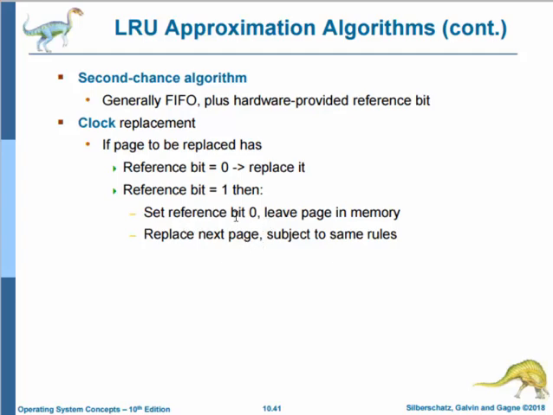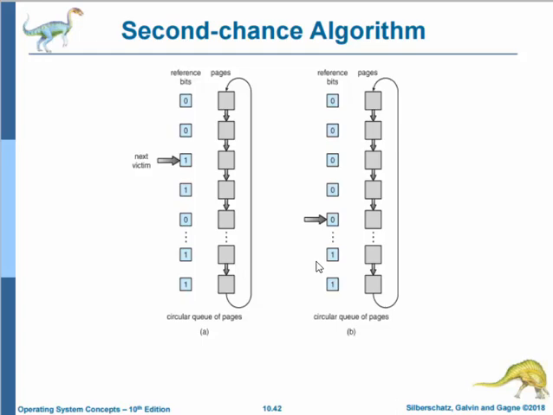So when a page gets the second chance, its reference bit is cleared and its arrival time is reset to the current time, right? In addition, if a page is used often enough to keep its reference bit set, it will never be replaced. So this is what we call the second chance algorithm.